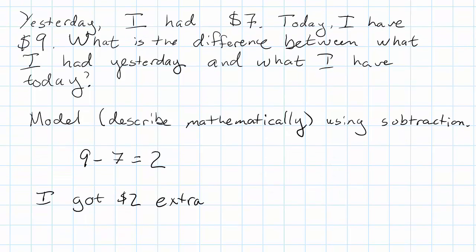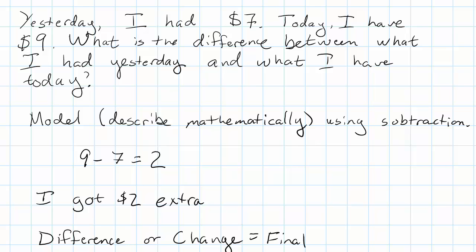In general, we will model a difference or a change by saying the final or ending value minus the starting value. So if something is changing with time, we take the value at the later time minus the value at the earlier time. And that certainly makes sense in this story, right? What's the difference between yesterday and today? Well, it's how much more I have today than what I had yesterday.